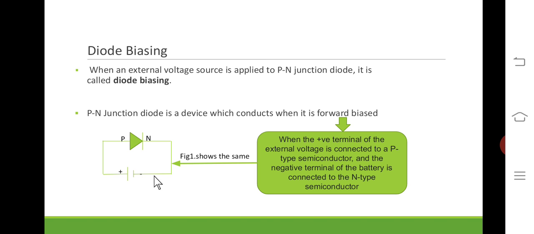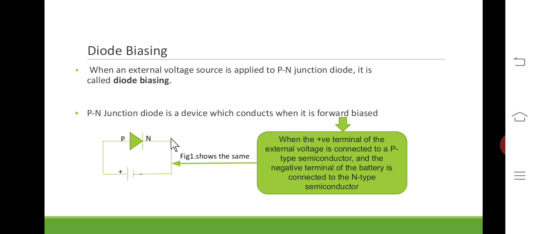Okay, so in the biasing, we have two types: one is the forward biased, another one is the reverse biased. What do you mean by forward biased? When the positive terminal of the battery is connected to the positive of the diode, that is the P side of the diode, and the negative is connected to the N side, that is the N terminal of the diode, then it is called the forward bias. Here I have written the same definition.